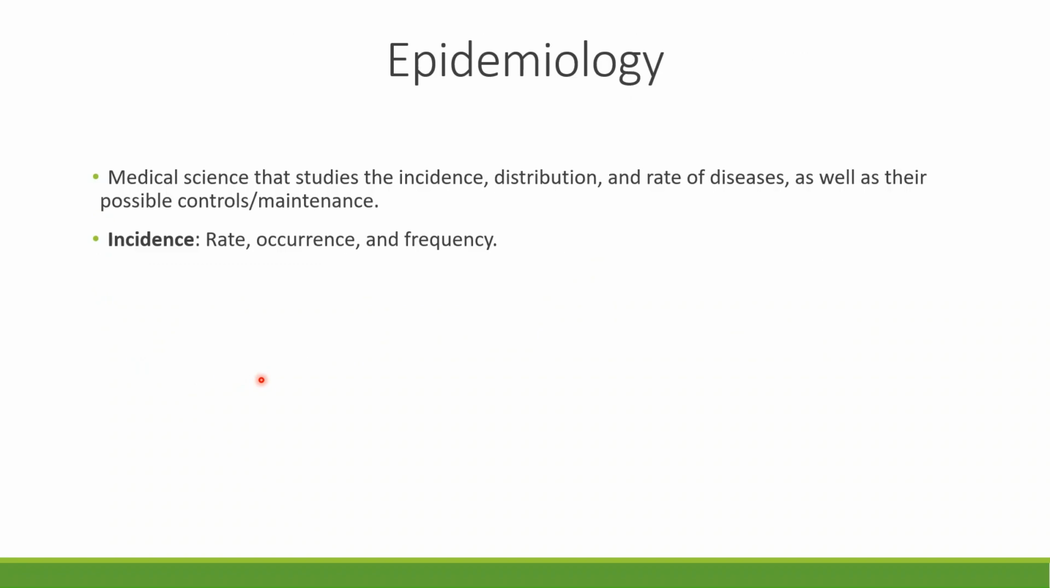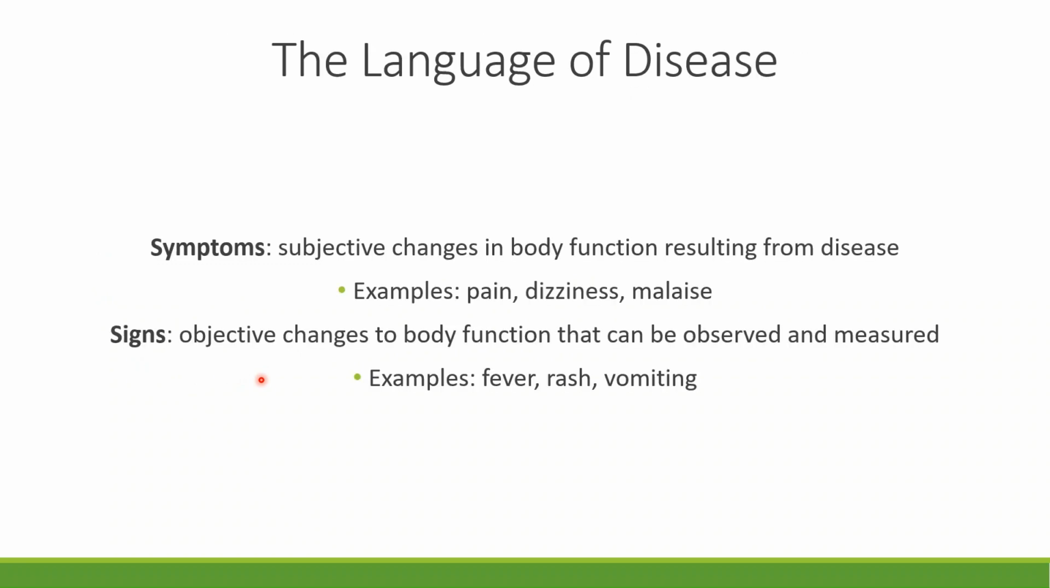Epidemiology is the medical science that studies the incidence, distribution, and rates of diseases, as well as their possible controls or maintenance of those diseases. Incidence means the rate, the occurrence, and the frequency. And again, we're going to be using these two terminologies here, signs and symptoms. Signs are objective changes. We can measure them, whereas symptoms are feelings. They're subjective. They're the way people feel as a result of the disease.